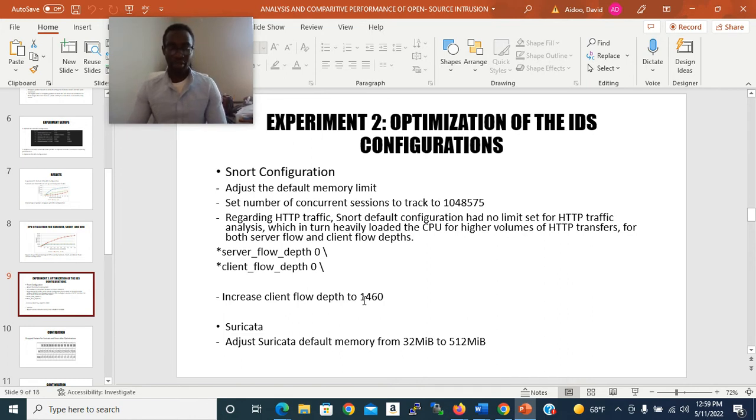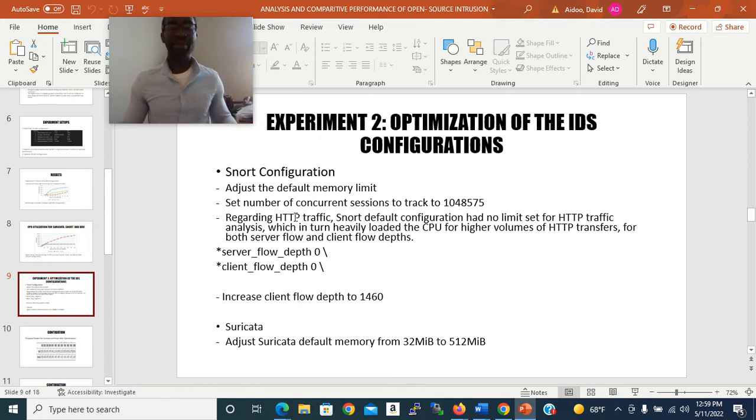For the Snort configuration, the first thing I did was adjust the default memory limit from 8 MiB to 512 MiB. The reason why I did this was to prevent warning messages for memory cap exceeded. I also set the number of concurrent sessions to track to 1048575. This is the max Snort can support.